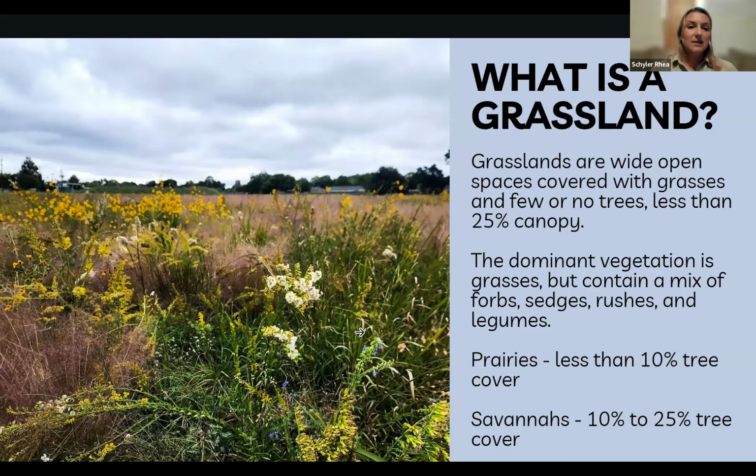So there is a diverse mix of grasslands throughout North America. You have your tall grass prairies, you have your mixed grass, you have your savannas, and then you also have your short grass prairies. And we'll go into a little bit more detail with that throughout the presentation.